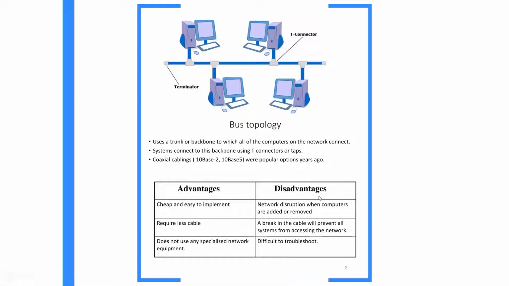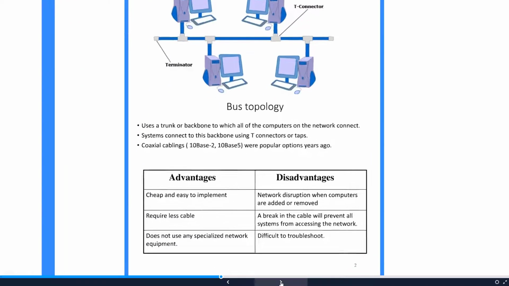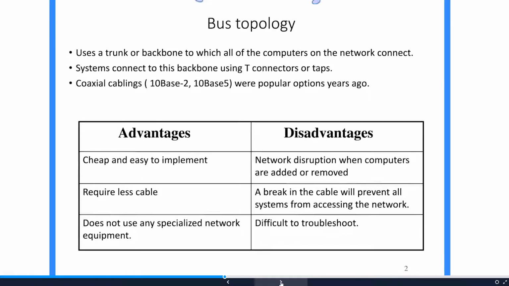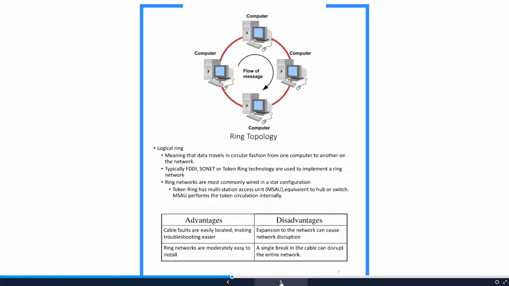For the advantages, it's cheap and easy to implement, requires less cable, and does not use any specialized network. On the other hand, for disadvantages, if your network is designed this way, there is network disruption when computers are added or removed because it's fixed. You have a one-line connection. A break in the cable will prevent all systems from accessing the network, and it's also difficult to troubleshoot. That's bus topology.